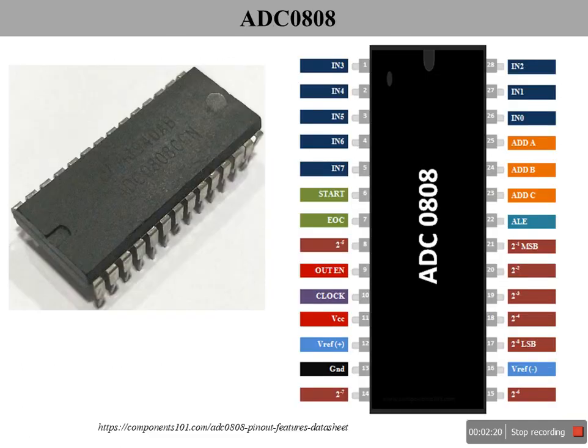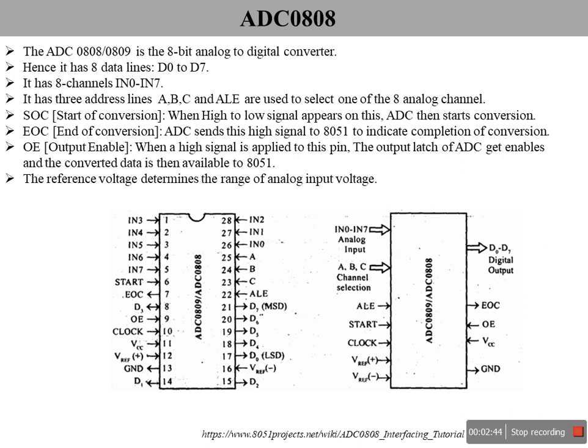Like here, this is an IC, ADC 0808. This IC looks like this, and its pin configuration is that it is basically a 28 pin IC. Pin number 1, 2 and the other pins each have their own functionality. So let us look at the features of ADC 0808.